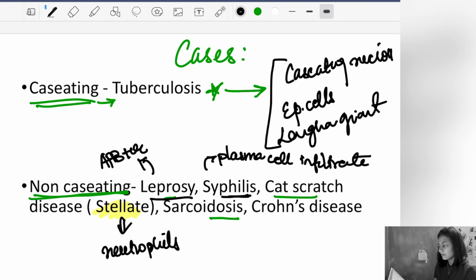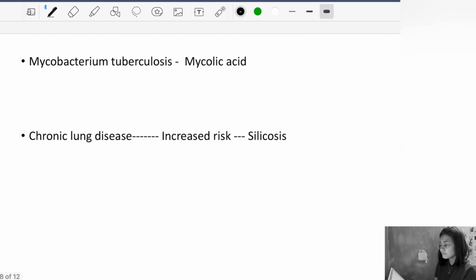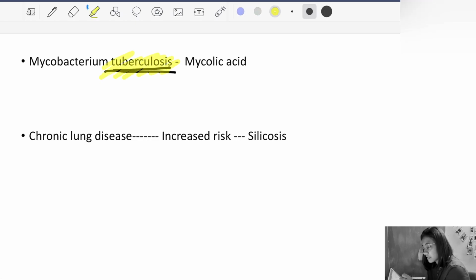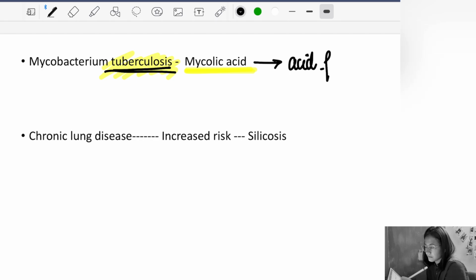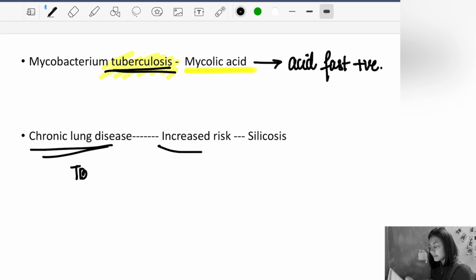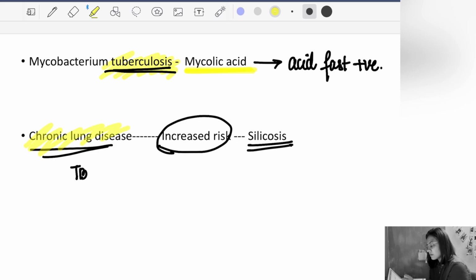Right. So this is all that we require. These are the causes of granuloma, and the types of granuloma. So now coming to the most common cause that we encounter in practice for granuloma is Mycobacterium tuberculosis. The membrane has mycolic acid, which leads to the acid fast positivity. Again, in chronic lung disease such as tuberculosis, there is increased risk of silicosis. So this is again an MCQ. Chronic lung disease like TB, you have an increased risk of silicosis.